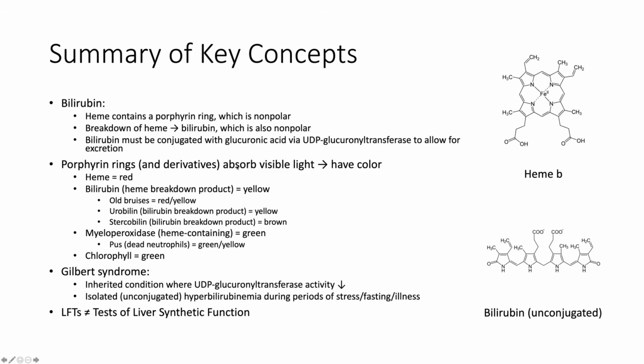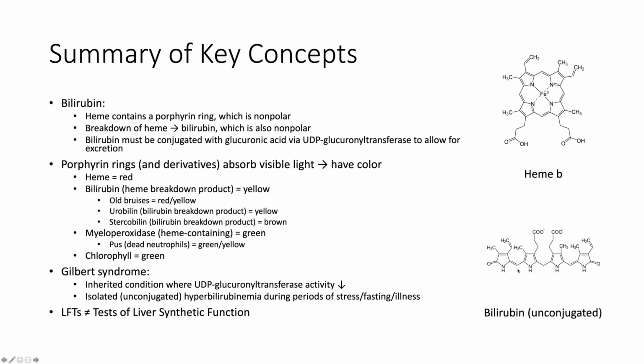Interestingly enough, porphyrin rings are nonpolar because they have a lot of conjugated double bonds, and so they absorb visible light, which means they have color. Heme is red because it's a porphyrin ring that absorbs visible light. Bilirubin is yellow because it also has an alternating structure of double bonds with single bonds. Pus is green because neutrophils have myeloperoxidase, also based off of a porphyrin ring. Chlorophyll also is a porphyrin ring, which is why it's green. Many of the natural things that have color in our world are based on porphyrin rings.